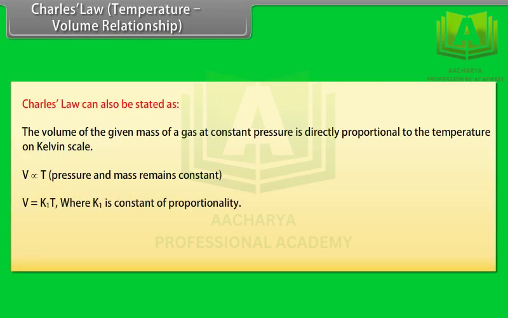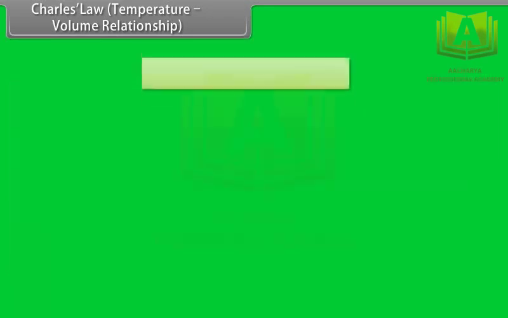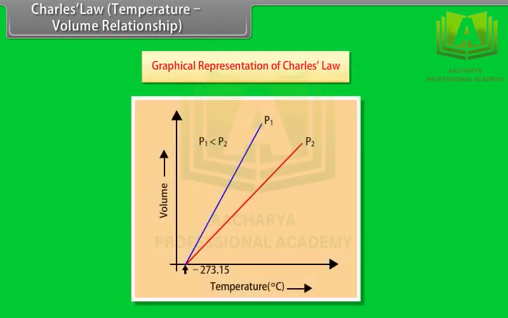V is equal to K1 T, where K1 is the constant of proportionality. Let V1 be the volume of a certain mass of a gas at temperature T1 and at pressure P. If temperature is changed to T2 keeping pressure constant, the volume changes to V2. The relationship between the four variables V1, T1, V2 and T2 is V1 by T1 is equal to V2 by T2 at constant pressure and mass. Graphical representation of Charles' law. Each line of the volume versus temperature graph is called an isobar.